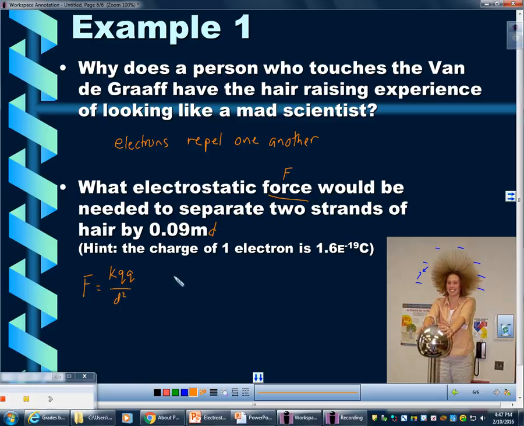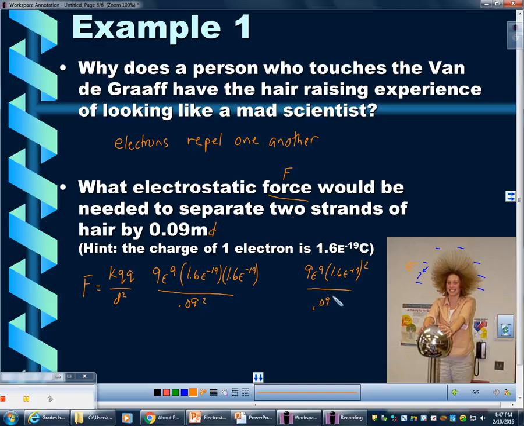K is a constant, 9 times 10 to the 9th. Q is the charge, and in this case, like we mentioned, our charges are electrons. Well, the charge of one electron is 1.6 times 10 to the negative 19. If I have two strands of hair, each with the same charge, then I would write it as 1.6 times 10 to the negative 19 again. Or I could write it as 9 times 10 to the 9th and 1.6 times 10 to the negative 19th squared, because 1.6 times 1.6, both to the negative 19th, is the same as squaring that. In my denominator, I would have 0.09, and it does need to be squared.